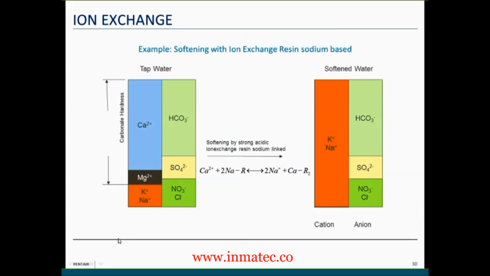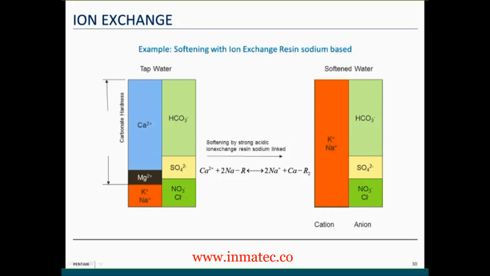An example of how sodium-based softening with ion exchange resin takes place. We start off with calcium in the water, and we have two sodiums attached to R, which stands for the resin bead. And what happens is, as this reacts, we give up 2 sodium atoms for every 1 calcium that comes in, which is now bound to the resin bead.